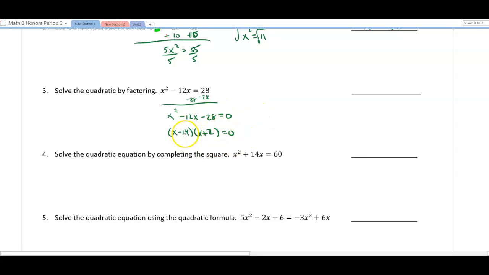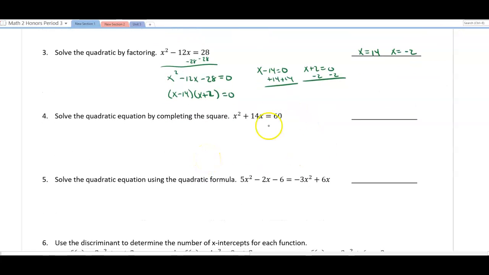And you should know it's just the opposite of the constants in there, or you can take each factor, pull it out, set it equal to 0, add 14. So one solution would be x equals 14, subtract 2. The other solution would be x equals negative 2.